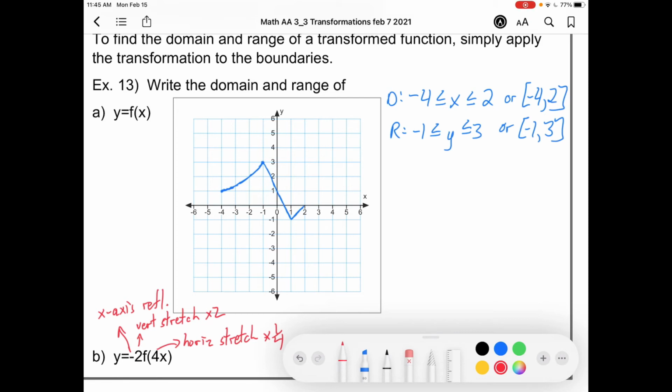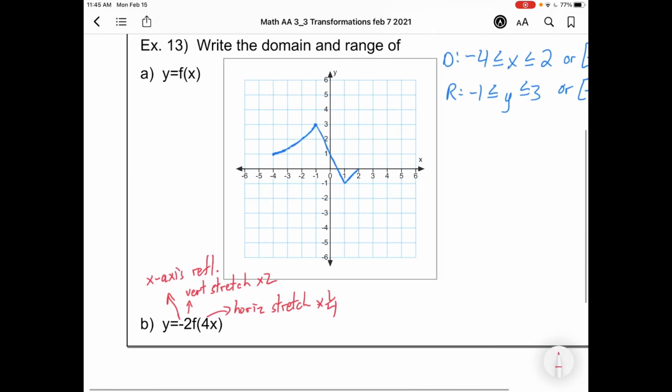Another way would be just to imagine what happens to each of these points. Let's make the transformed function. It'll be fun. X-axis reflection. So I'm taking this initial point here, I'm flipping it through the x-axis, ends up here, vertical stretch by a factor of 2, so it's twice as tall, and then 1/4 as wide. So it really becomes the point -1, -2.